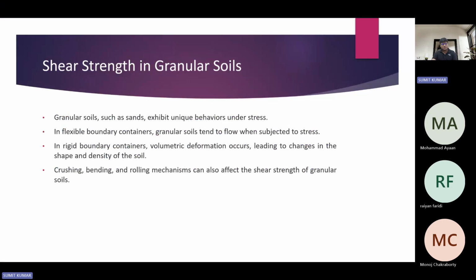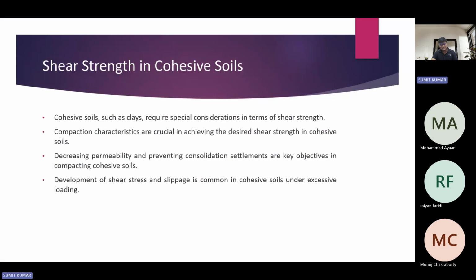So those things become very important when talking about soil characteristics based on the granular characteristics, specifically the friction characteristics. Additionally, talking about cohesive soils such as clay, they require special considerations in terms of shear strength. The compaction characteristics are crucial in achieving the desired shear strength in cohesive soils. Decreasing permeability and preventing consolidation settlement are the key objectives in compacting cohesive soils.